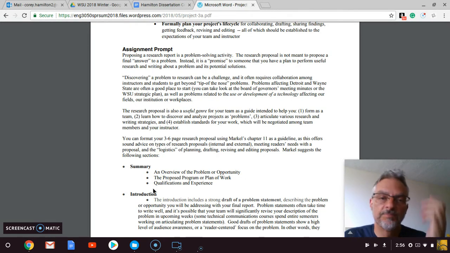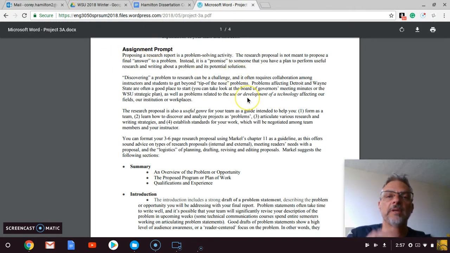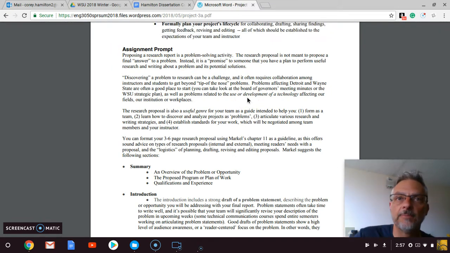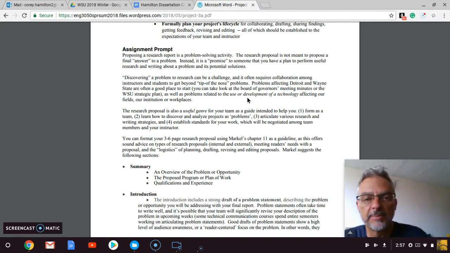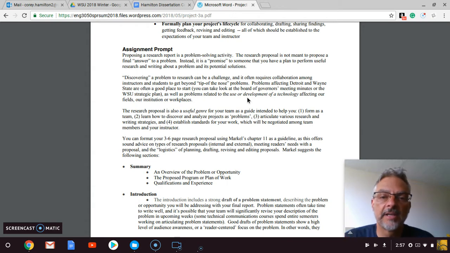So proposing a research report is a problem-solving activity. The research proposal is not meant to propose a final answer, okay? So in the proposal, we're going to lay out: here's this main issue that we have discovered. Here's how we understand the issue. And then we're going to target something very, very specific within that, so we can get to making a recommendation. We want to focus on a particular organization, a particular problem, and then a specific audience. So audience and purpose are very, very key with this.